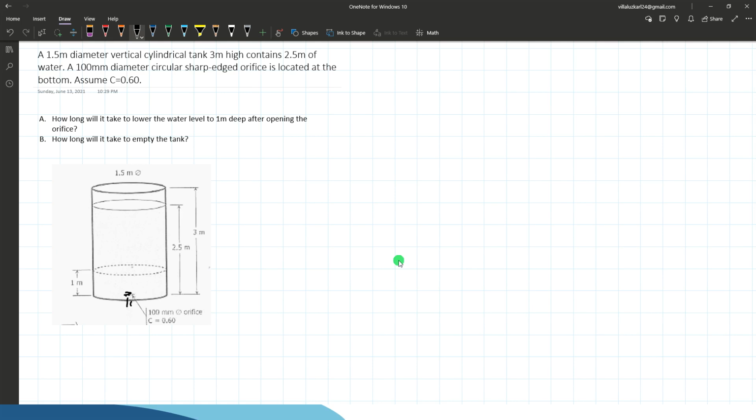So since this is cylindrical, it means that the surface area, or the cross-sectional area, is constant along the cylinder. So we use the solution T equals 2As over CdAo square root of 2g, times the square root of H1 minus the square root of H2.